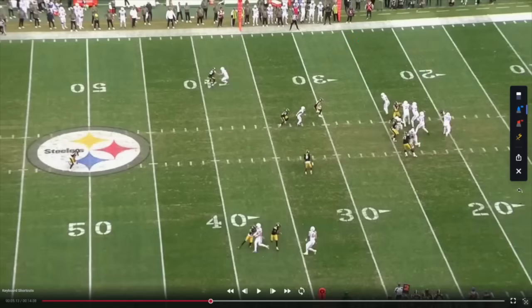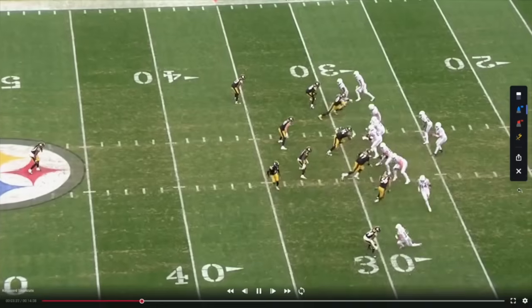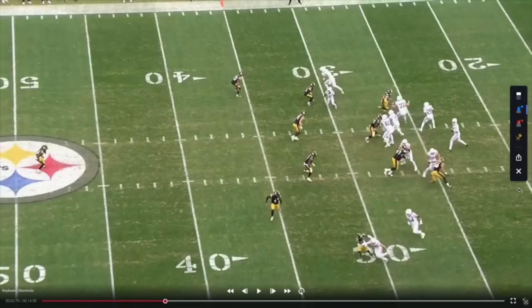What happens here, though, is as we go back, and this is one of those things that sometimes happen in the course of a play that you don't necessarily draw up or expect. So what happens here is we're going to chip and help on TJ Watt before we swing. That chip on TJ Watt messes up this whole concept because now the swing and the back and the pivot are in the exact same spot.